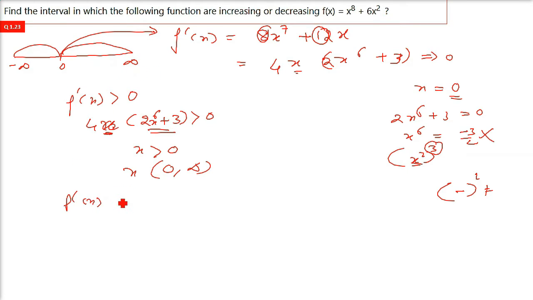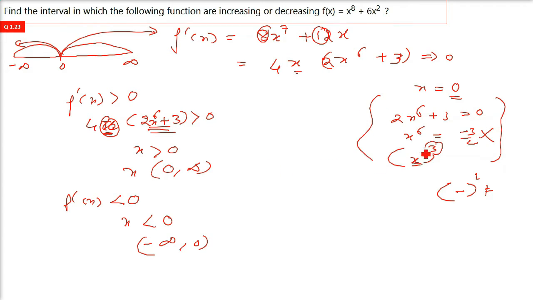Now f dash x is less than 0. Same concept we are going to follow here, and f dash x is less than 0. Again I told you that x raised 6 equals negative 3 by 2 is impossible. So anything on the right which is negative cannot be on the left as a square power. So only x should be less than 0. Anything which is less than 0 goes from 0 till the end, and what is the end? It is negative infinity. So negative infinity to 0 is the interval where it is decreasing.